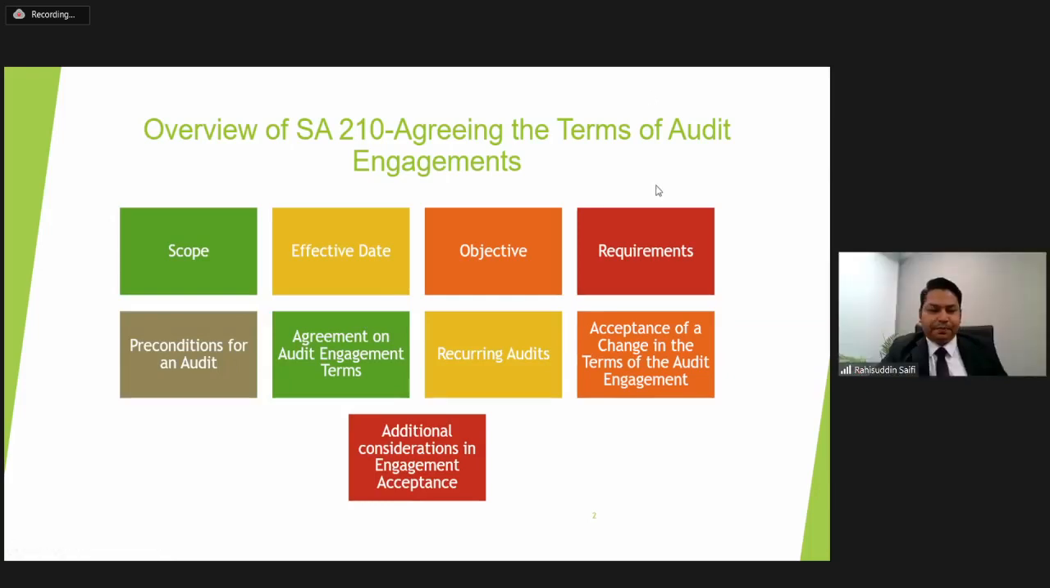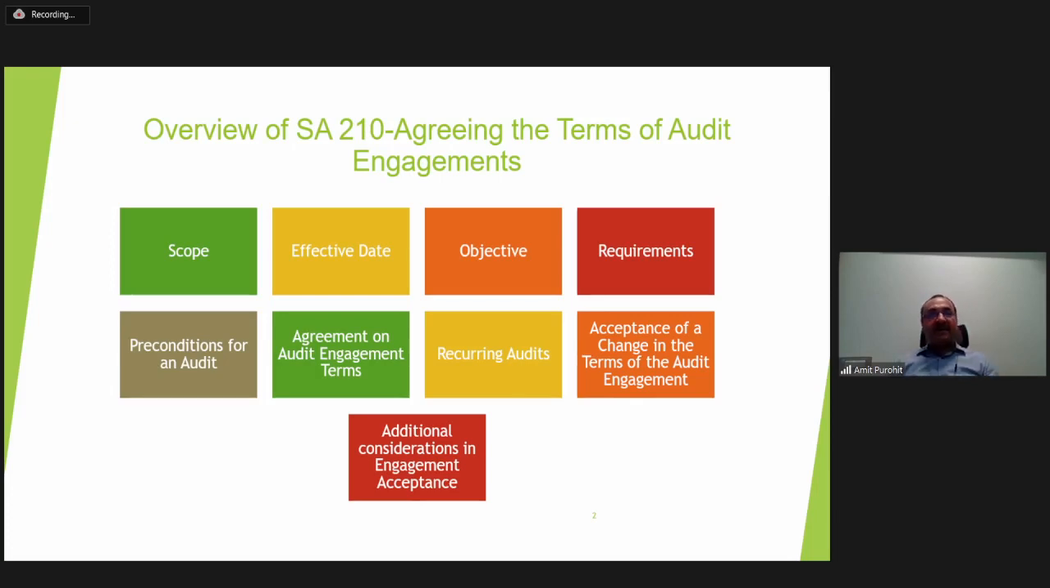Yeah. So friends, what we are going to cover in this SA 210, agreeing the terms of audit engagements. So we are going to visit the scope of this standard. What is the effective date from which this standard is applicable? The objective of this standard, the requirements which are envisaged in this standard. What are the preconditions for audit? This is a term which is very typical to this particular standard. So we are going to understand what is the meaning of preconditions for an audit.